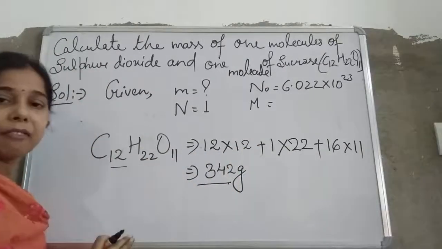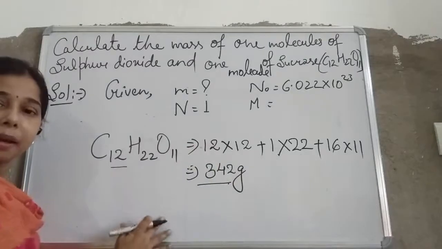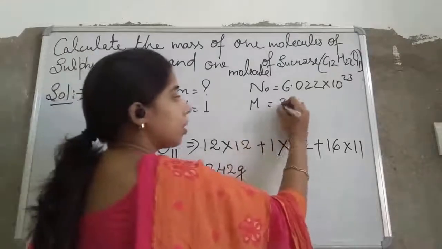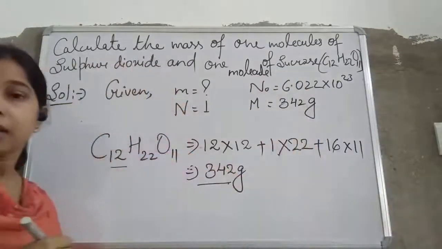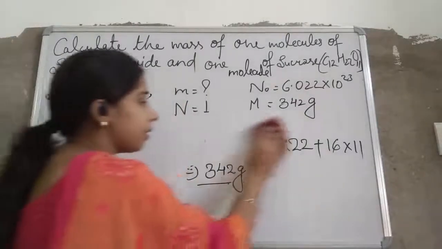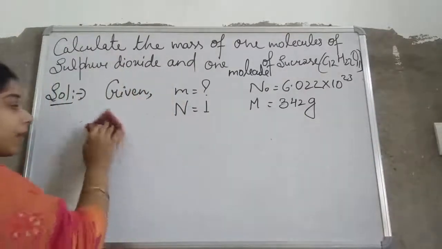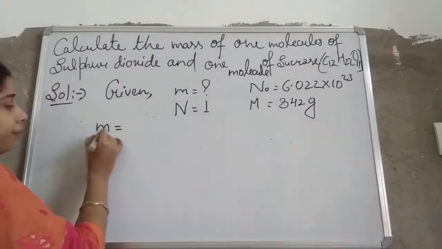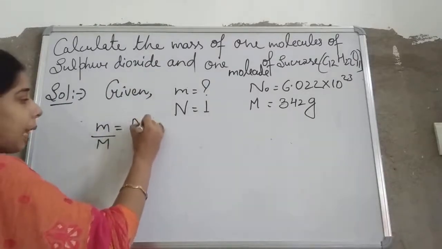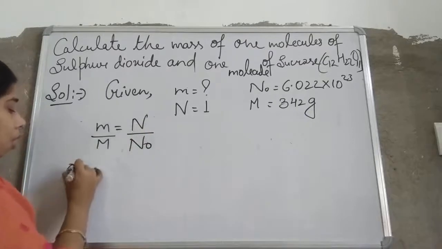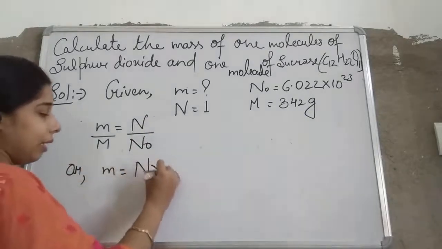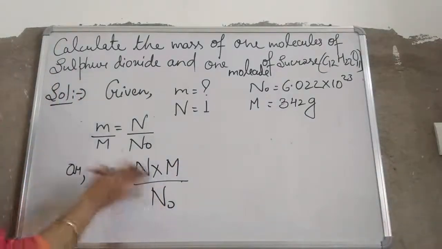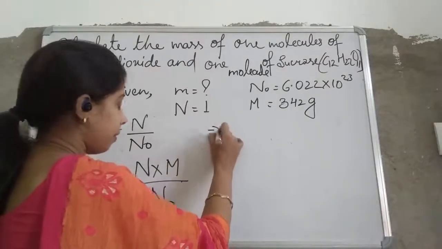You can solve it, and whatever result you get will determine the molecular mass of sucrose. Now we will put the value here, that is 342 gram. Now you can see here, students, we have three things and we have to find the fourth one. Again applying the same formula, m is equal to capital M upon N naught, or m is equal to n into M upon N naught. Put the values there.